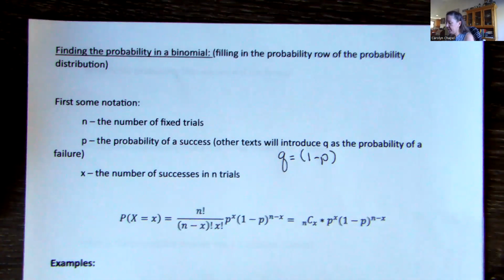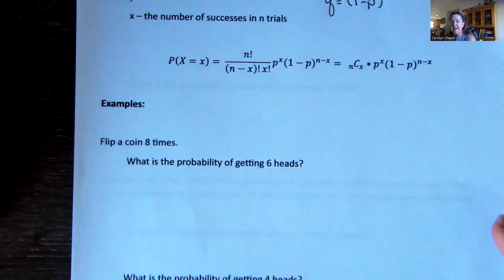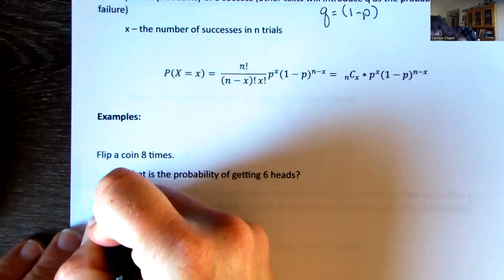So let's do an example. I kind of simplified my 40 times down to 8. We're going to flip a coin 8 times, and we want to know what is the probability of getting 6 heads. So when I do these problems, I like to put my pieces down so I can kind of remember what's going on.